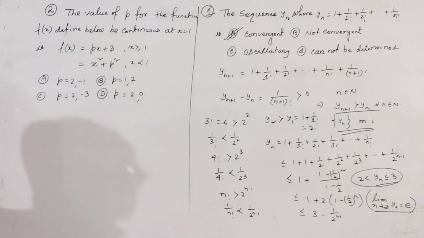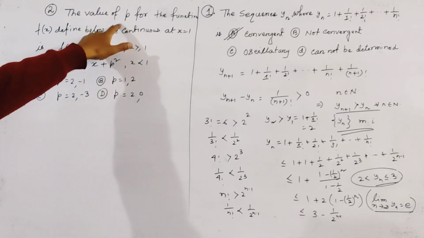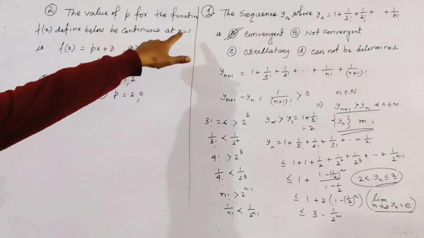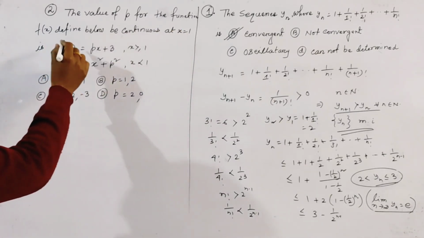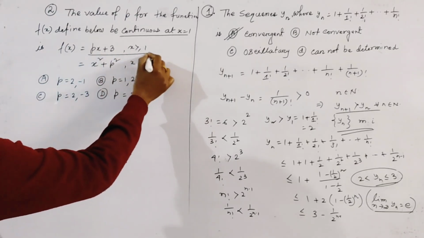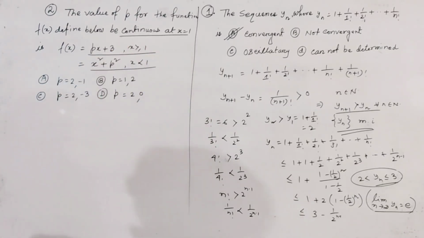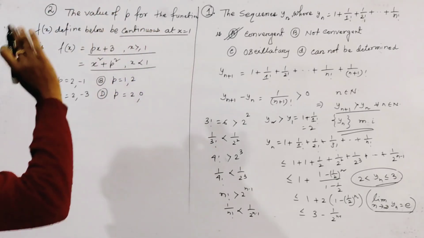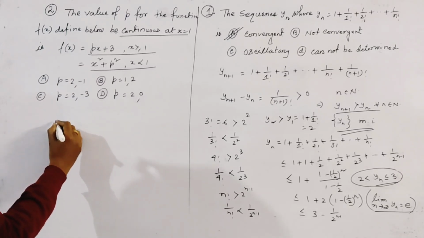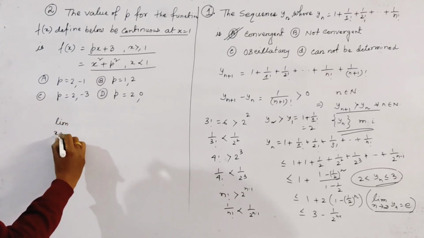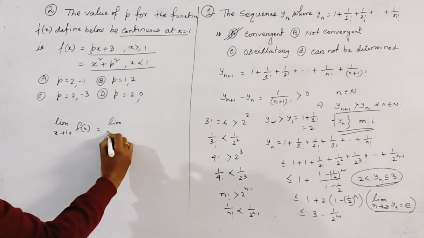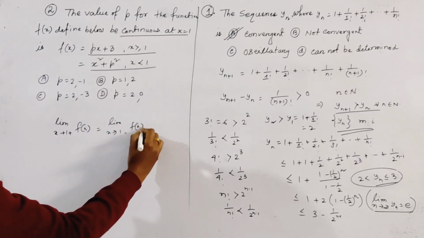Now go to the second problem. The value of p for which the function fx defined below is continuous at x equal to 1. Since the function is continuous at x equal to 1, we get the right hand limit from this and the left hand limit from this, and the right hand limit and left hand limit must be equal, because it is said that it is continuous. So we write limit x tends to 1 plus fx is equal to limit x tends to 1 minus fx.